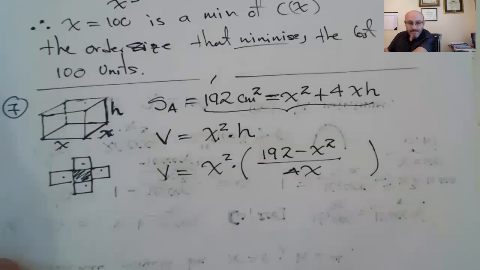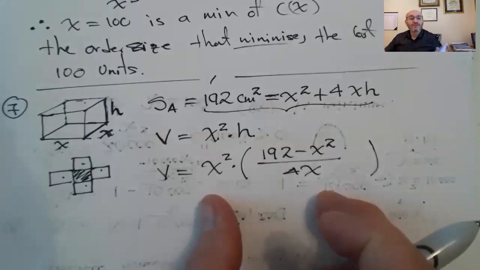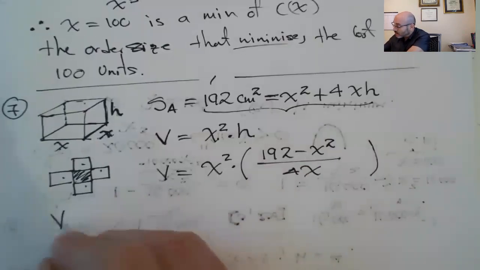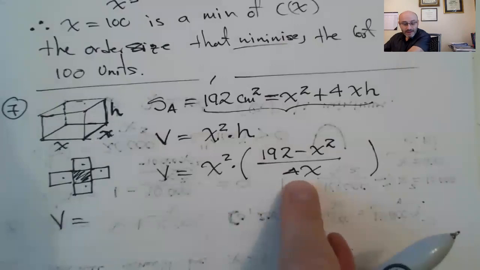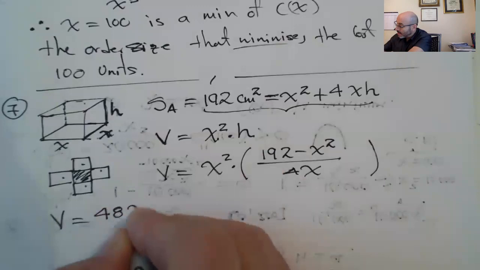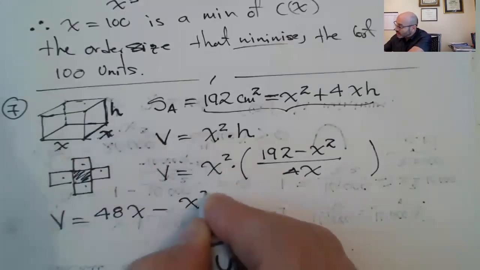That is my formula for the volume, right? Now, that's the one that I need to differentiate, because I need to find the maximum volume. So before I differentiate, I'm going to simplify this. Meaning I'm going to multiply x squared by this and divide by 4x, so I can simplify. If you do that algebra, which I'm not doing just for time's sake, you should get the following. You should get 48x minus x cubed over 4.